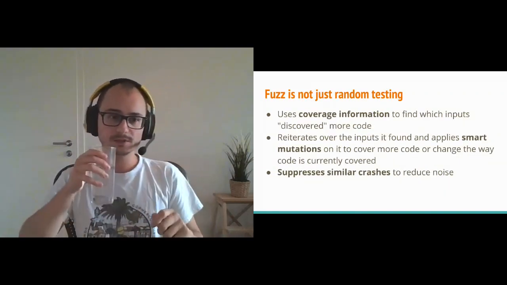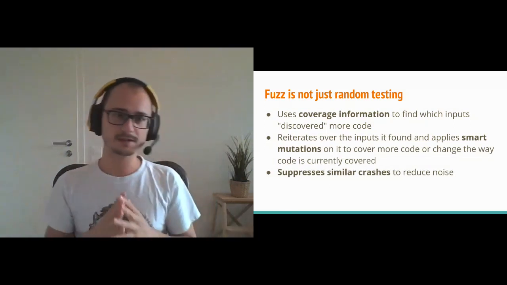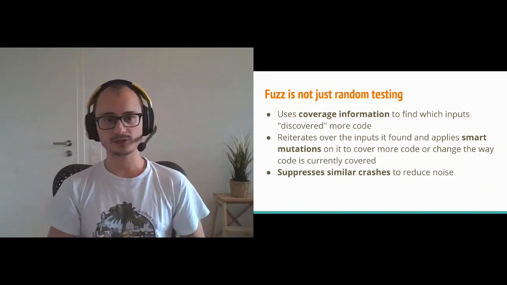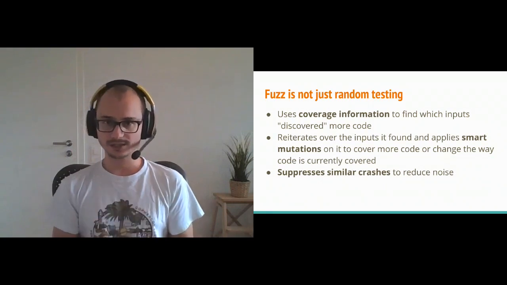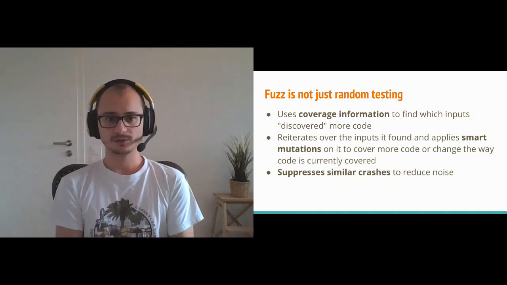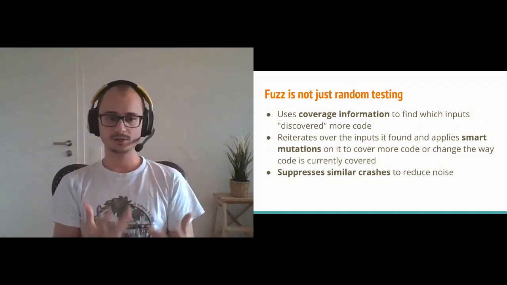Now, I'll add a little bit of information. Many people think that fuzz is random testing. For example, in the standard library, there's a package called Quick that allows you to test with random input. It's not just that. Fuzz applies random mutations to the input that it feeds you and tries to understand which new parts of the code it discovered.